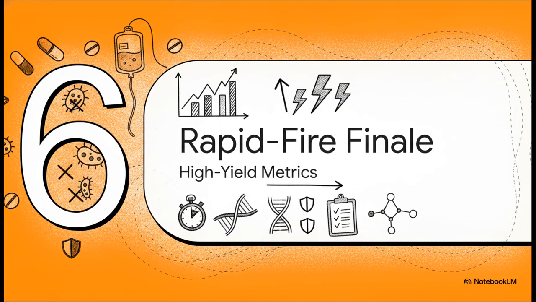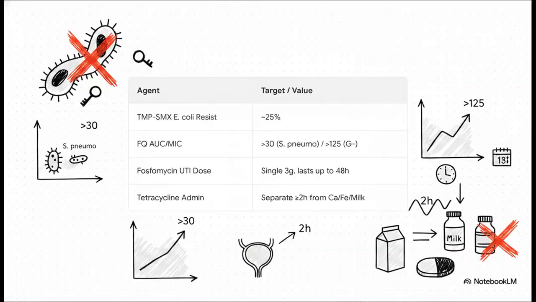Let's finish strong with a quick review of the absolute highest yield exam numbers and clinical metrics from this explainer. You're going to want to lock these vital statistics into your memory. When treating a UTI empirically, remember that roughly 25% of E. coli in the U.S. is resistant to trimethoprim-sulfamethoxazole, or TMP-SMX. For fluoroquinolones, the AUC to MIC target is greater than 30 for S. pneumonia, but you need an exposure greater than 125 for gram-negatives.